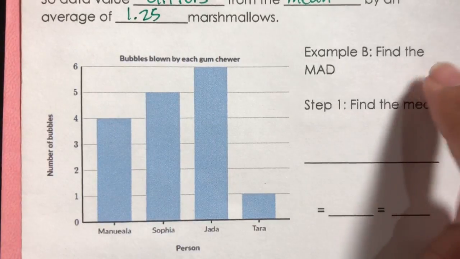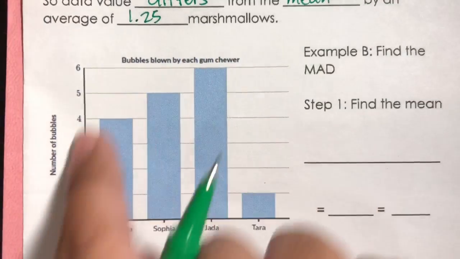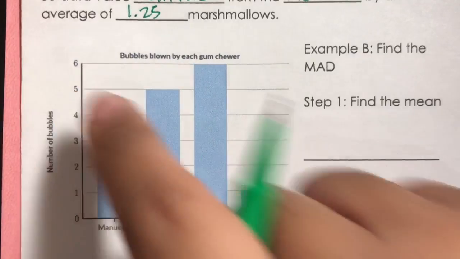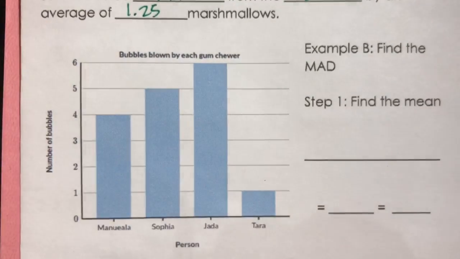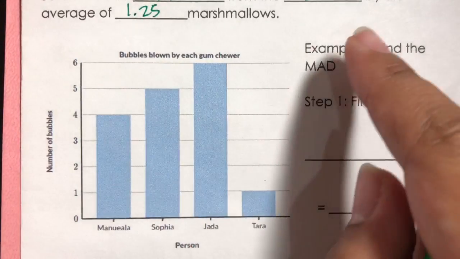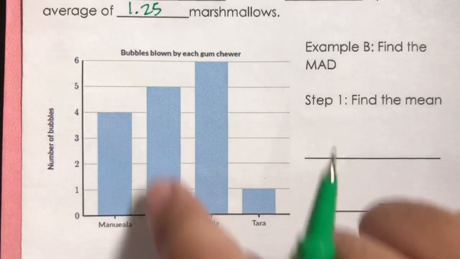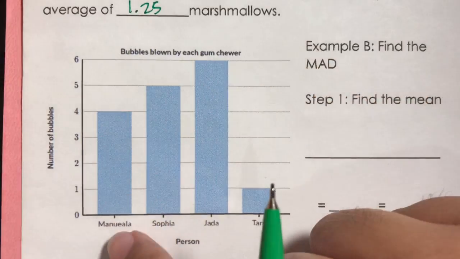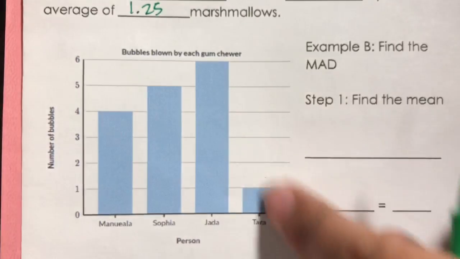Okay, example B, we need to find the MAD of the data set that is presented in this graph. This graph looks like it says it's the number of bubbles blown by each gum chewer. So they were just trying to see how many bubbles each person can blow. Each person has their bar to show how many bubbles they blew, and it looks like we have 4, 5, 6, and 1.